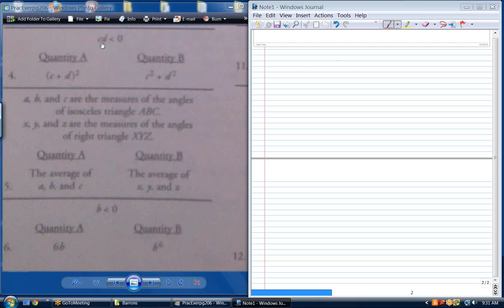The number 1 is definitely a more important number than a typical number. So here we have C times D is less than 0. So which is greater, quantity (C plus D) squared or C squared plus D squared? I believe quantity A would be larger. Okay, expand that for me. It would be C squared plus 2CD plus D squared. And we're comparing that to C squared plus D squared.